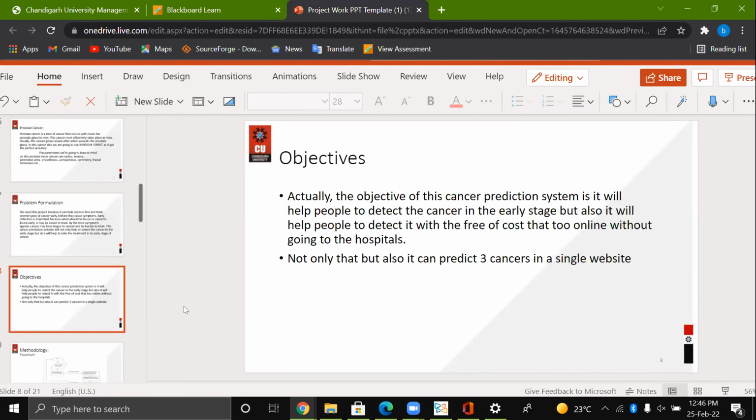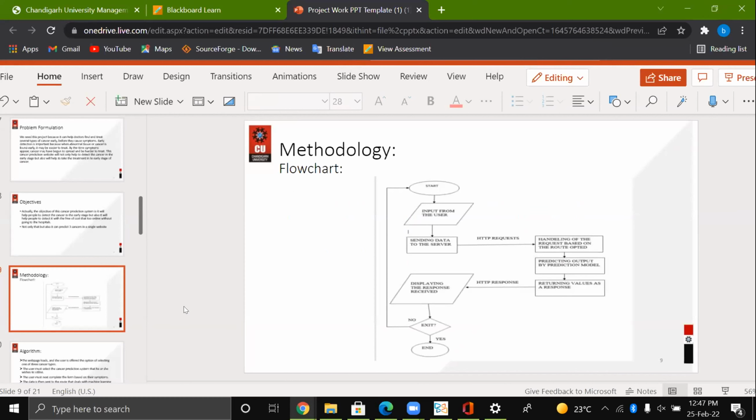Now the objectives. The objective of this cancer prediction system is to help people detect cancer in the early stage, and also to detect it free of cost, online, without going to the hospital. Not only that, it can predict three cancers on a single website. Now this is the flowchart.